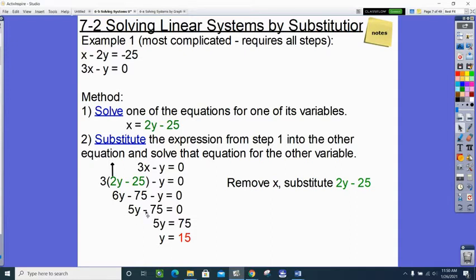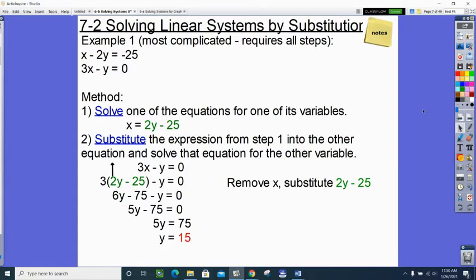And now we're down to a two-step equation. Add 75 to both sides, divide by 5, and the y coordinate of where these two lines meet is 15. I have kids that often stop here. You only have half the answer. You still need the x coordinate.